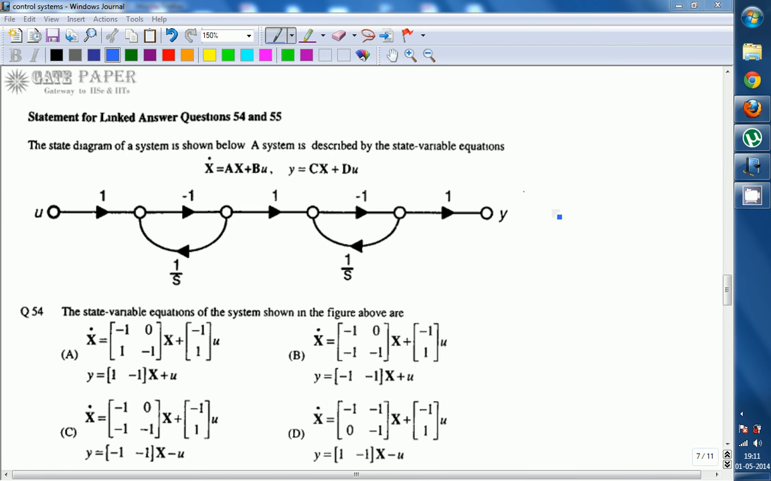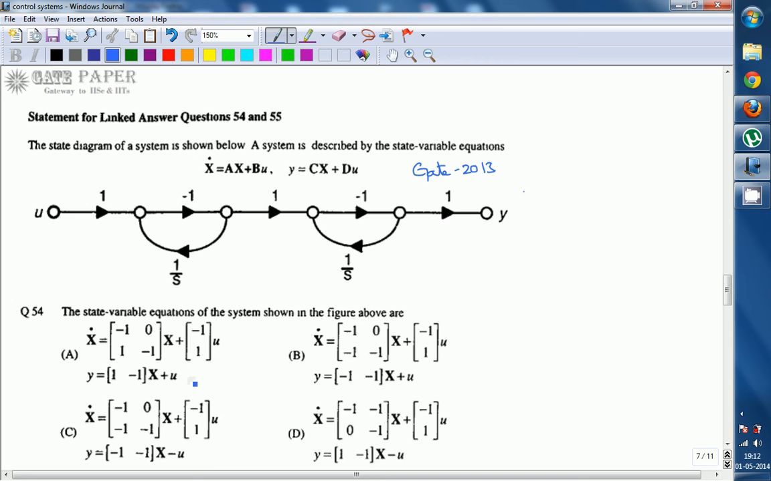Hello, we will see the question from GATE 2013 ECE paper from the control systems subject. Here the question is given that the state diagram of a system is shown below. A system is described by the state variable equation like x dot equals Ax plus Bu, y equals Cx plus Du. Then we need to find the state variable equations of the system shown in the figure.